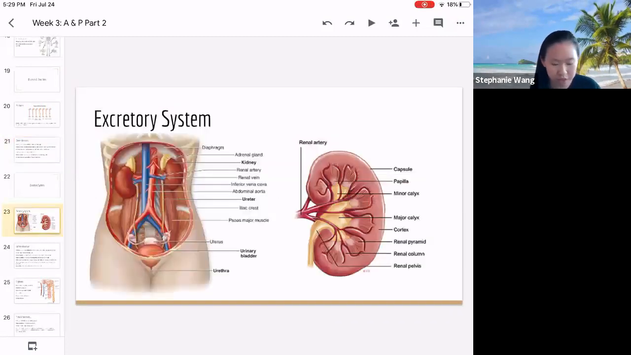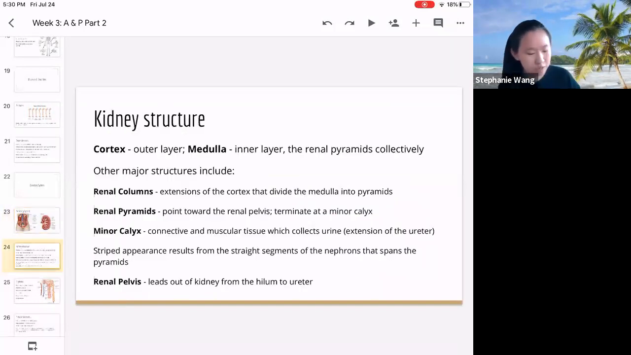So let's move on. Here you can see a diagram of the excretory system on the left, and a diagram of the kidney on the right. I'm not going to worry too much about the anatomy. I'm mostly going to worry about the physiology, as in how stuff works. So first, let's talk about kidney structure. This is the most we're going to talk about.